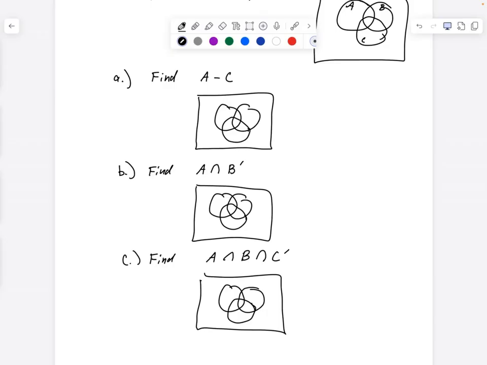Before, when I said if it was included in C, it would be this one right here, so it's the other piece right in there. That's our lesson for today.